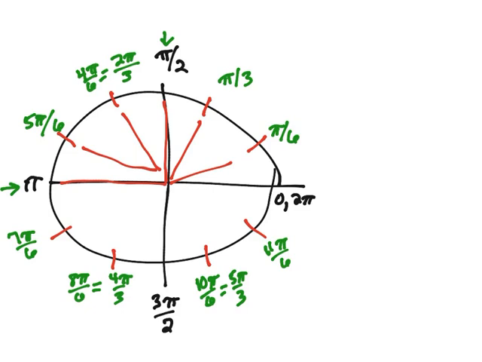Okay, so if I know these angles, and you're going to get real familiar with them real quick, then if I give you an angle in radians and tell you to draw it in standard position, it should be pretty easy to approximate where it goes.